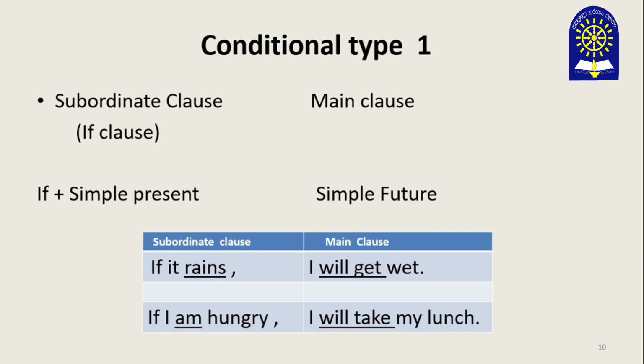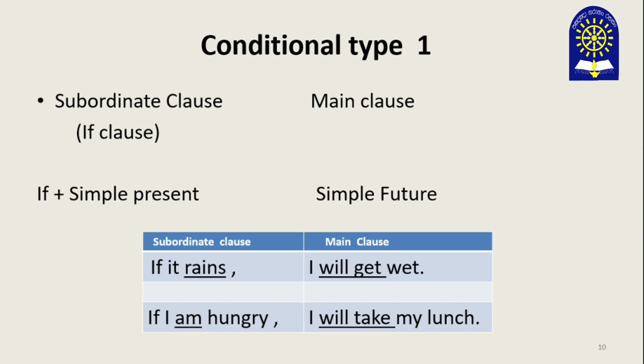Look at conditional type 1 again. As I told you, we can divide the sentence into two parts, the subordinate clause and the main clause. And always the subordinate clause should be in simple present tense, if plus simple present, and the main clause should be in simple future. Look at the examples. If it rains, I will get wet. In the subordinate clause, rains is the verb and it is in simple present tense. In the main clause, will get is the verb and it is in simple future.